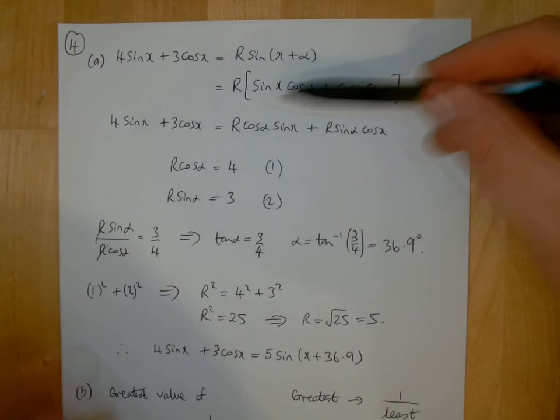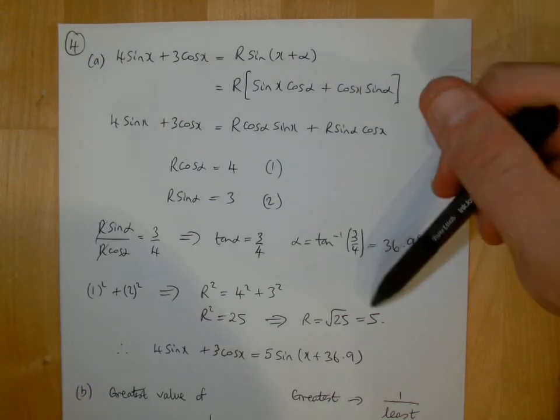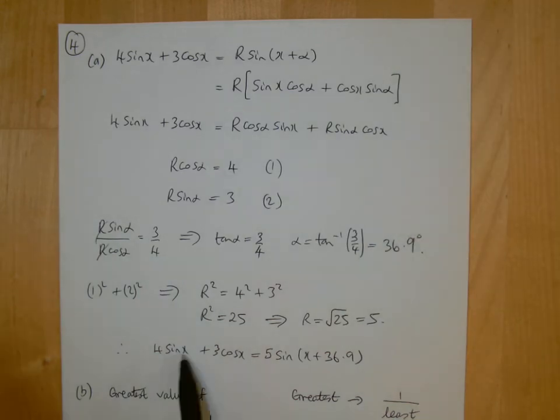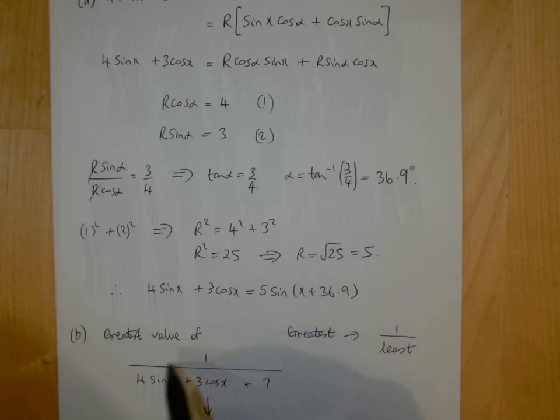In A, we do exactly the same as we do before. Okay, and we get alpha to be 36.9, r to be 5, and then I've written the expression for 4 sine x plus 3 cos x to be this here. Okay, 5 sine bracket x plus 36.9. In B, they want us to determine the greatest value of this fraction.